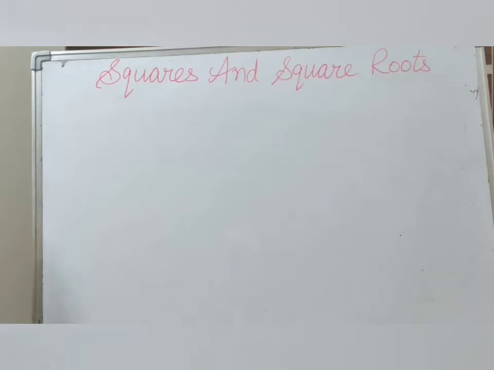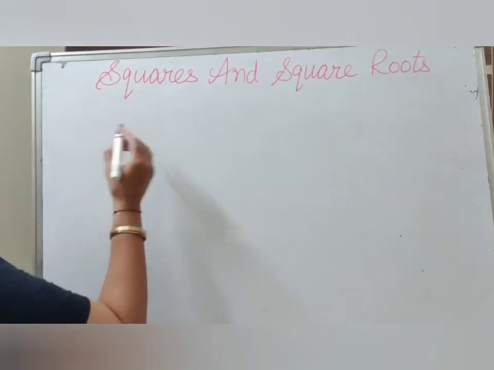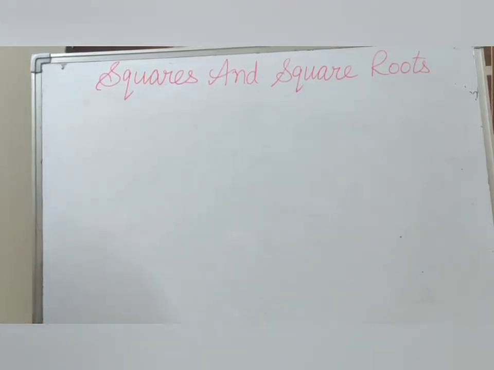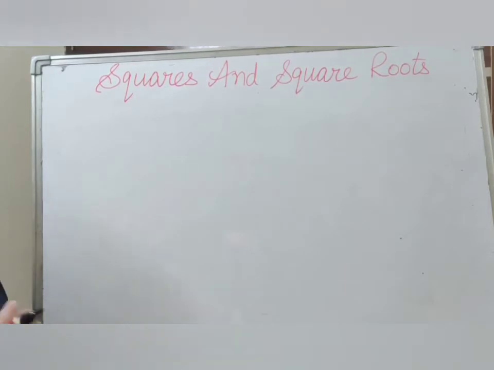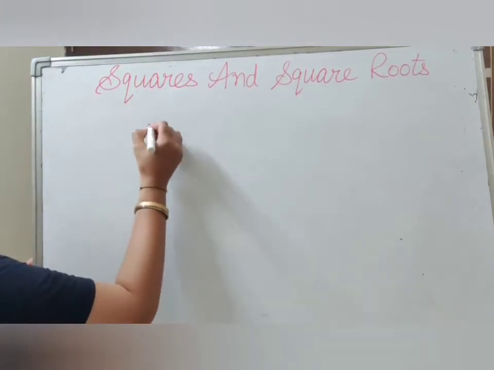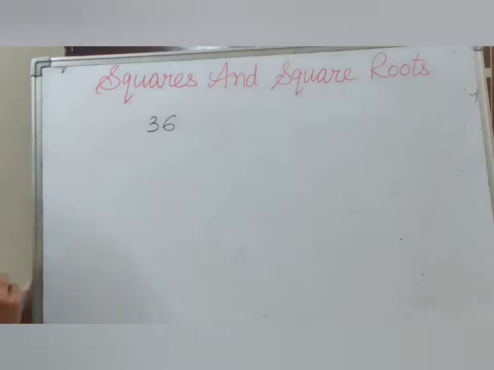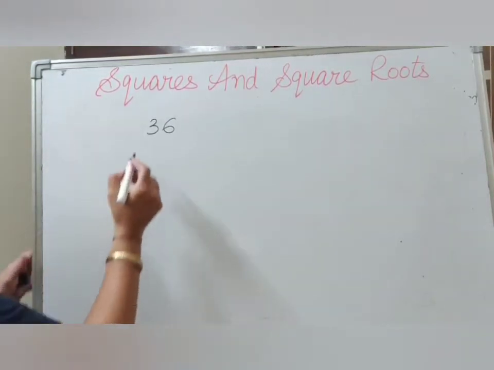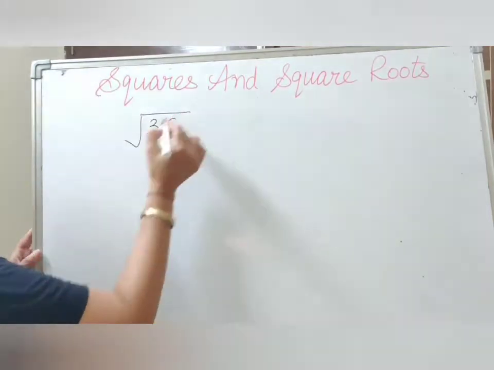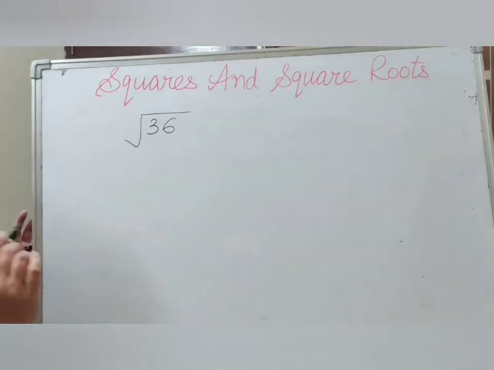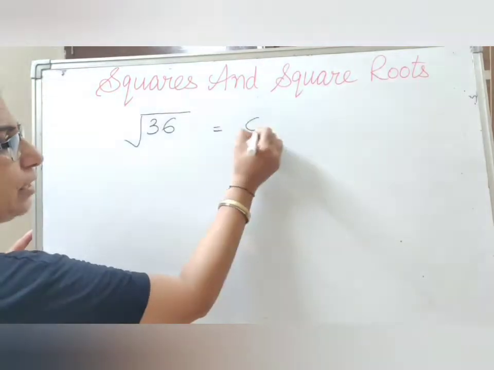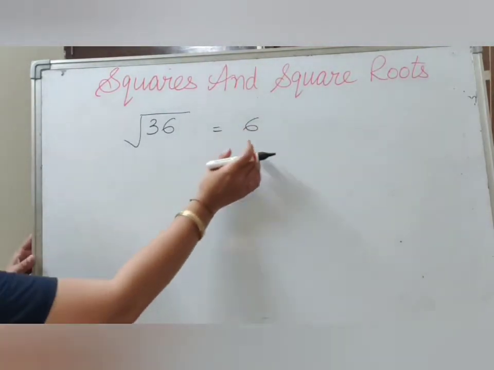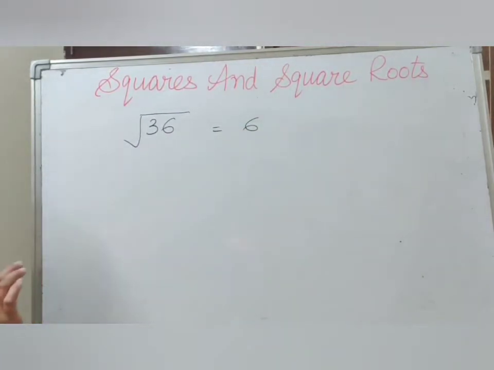Hello students, in this video I am going to discuss the perfect square, how to find a perfect square. A perfect square is a number whose exact square root can be obtained. For example, 36. We know that the square of 6 is 36. That means when we take the square root of 36, we get an exact number, that is 6. 6 is a whole number, an exact number. So 36 is a perfect square.